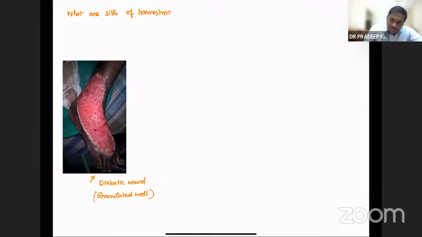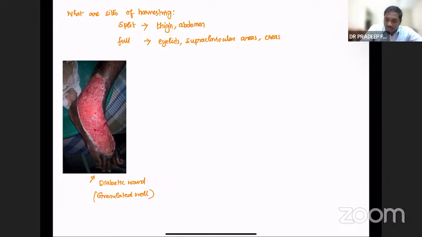The split thickness skin grafts are routinely harvested from the thighs as well as the abdomen. Whereas the full thickness skin grafts are harvested from areas where there is skin laxity, like the eyelids, supraclavicular areas, groin, as well as the elbow crease. All the creases where the skin will be lax.